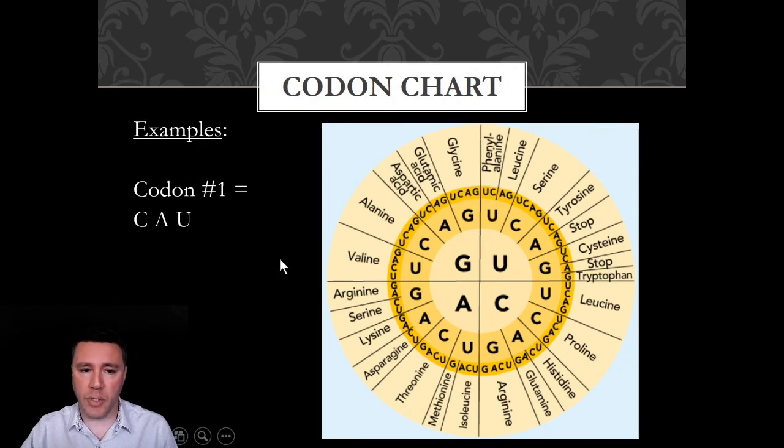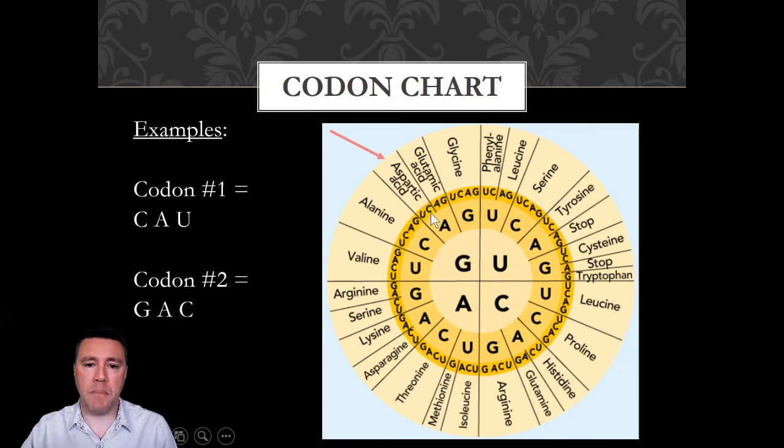Let's take a look at another example. Starting in the center of the wheel again, GAC. We go to the G, we move out to the A, and then we move out to the C. That means that GAC corresponds to aspartic acid.